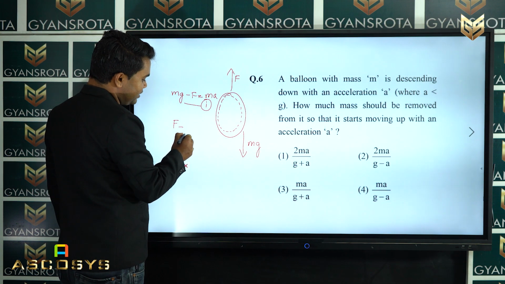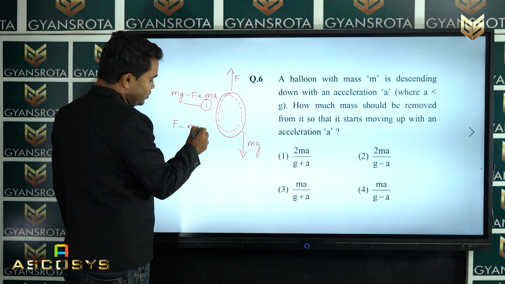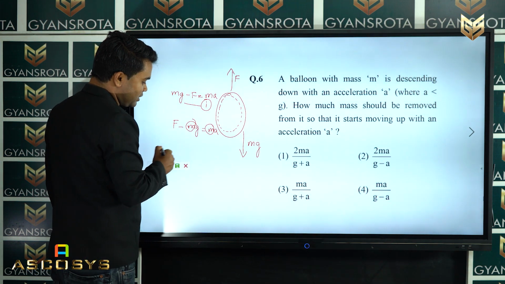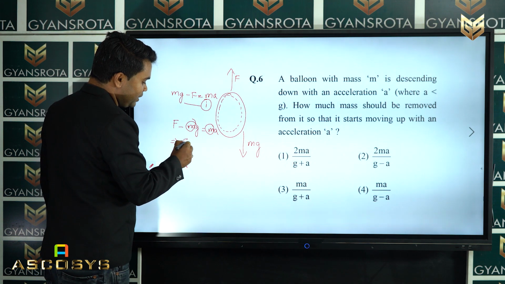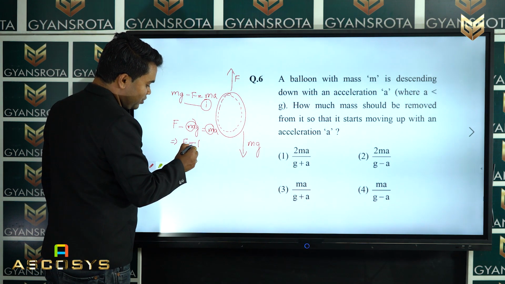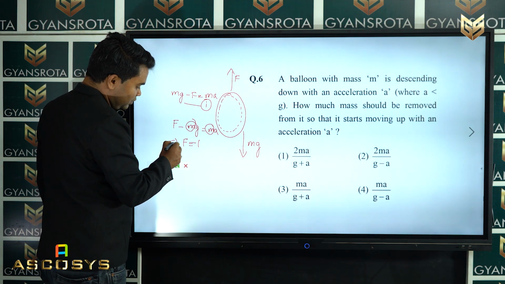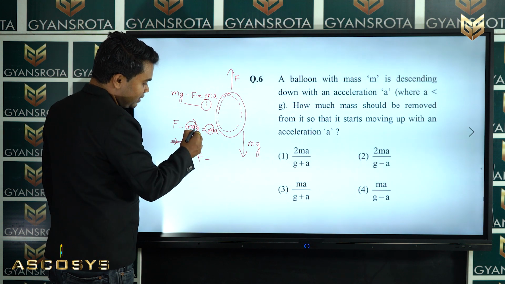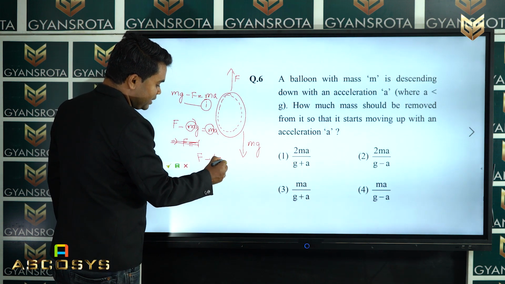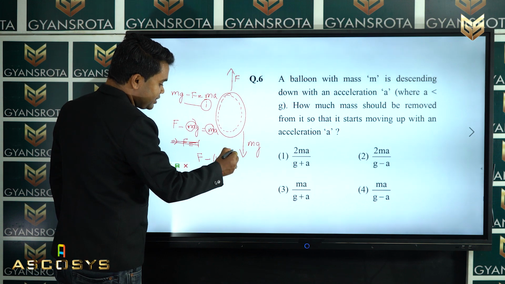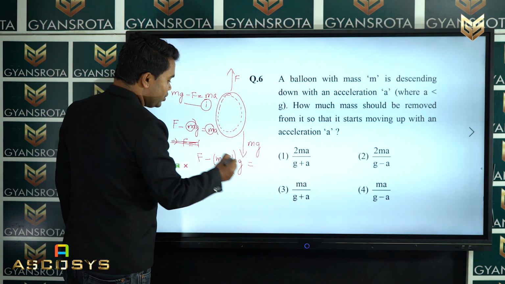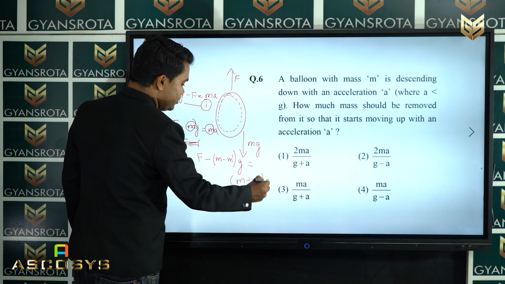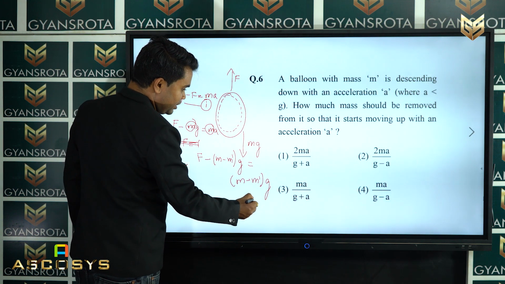F minus mg is equal to ma. Now the mass has been removed. It's a new mass. So how much will be the mass? F will be equal to F minus, not equal to. So I'll cut this line. So F minus, in place of this one it will be m, the original mass, minus m dash g will be equal to, this mass has been reduced, m minus m dash multiplied with g. Put it as equation number 2.